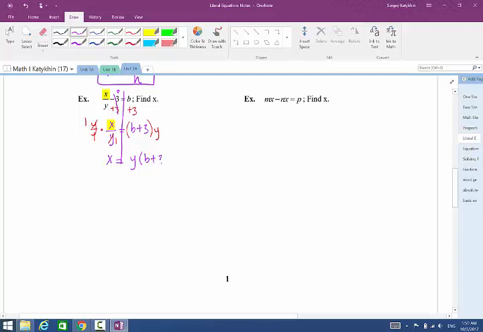You can leave your answer here, or you can go a step further and distribute the y, which I recommend, and you get x is equal to y times b, which will be by, and y times 3 will be positive 3y. And so your final answer is going to be x is equal to by plus 3y.